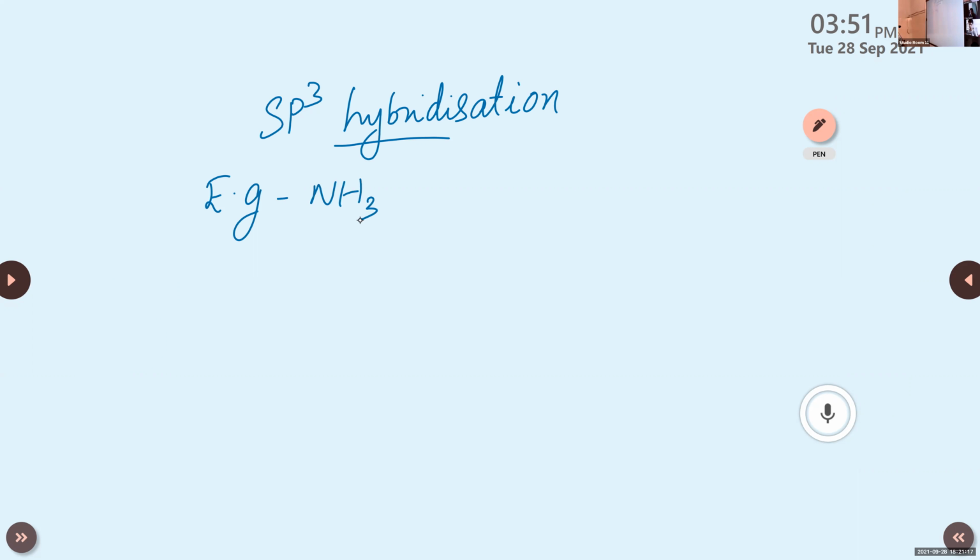NH3. So the central atom is nitrogen. Here we can write the ground state electronic configuration of nitrogen. What is that, Aditya? 1s2, 2s2, 2p3. Okay.